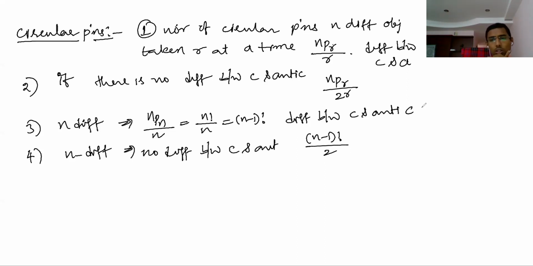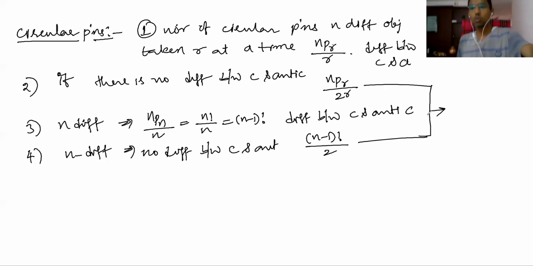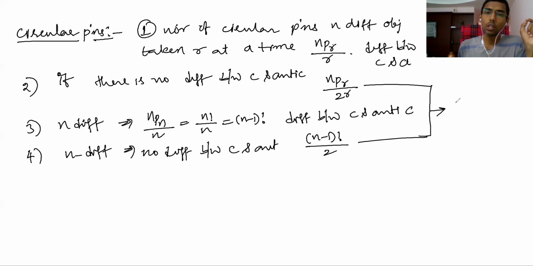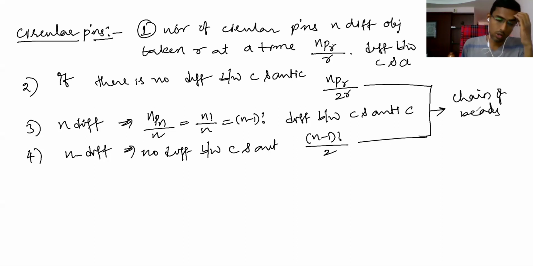So when does this situation arise? When this situation arises, there is no difference between clockwise and anti-clockwise direction. We don't distinguish between clockwise and anti-clockwise direction. For a chain of beads and a garland of flowers, these kinds of things, we don't distinguish between clockwise and anti-clockwise direction. This is one point we discussed.